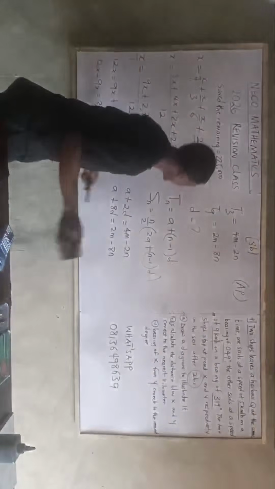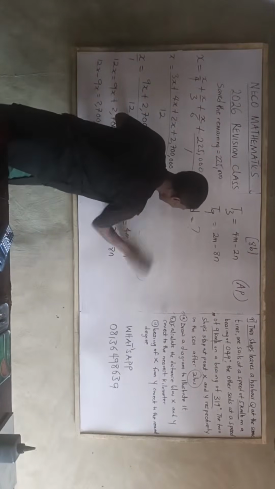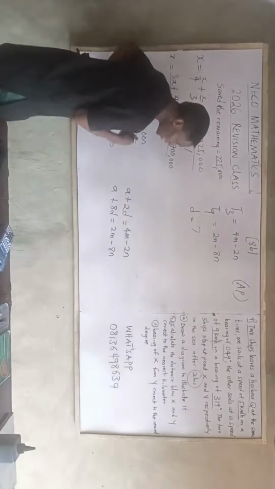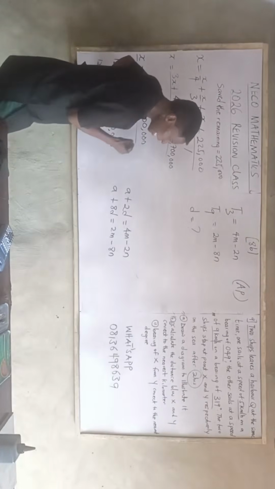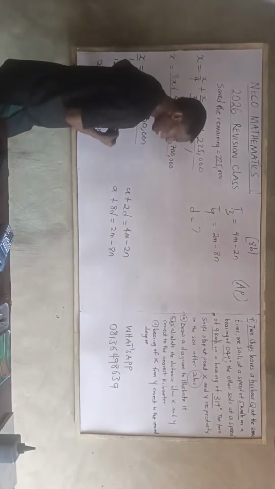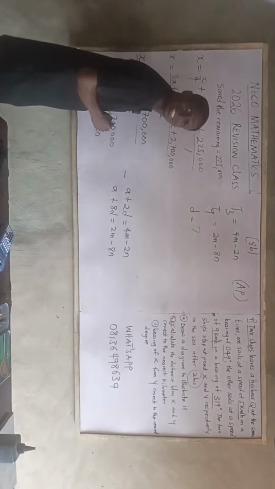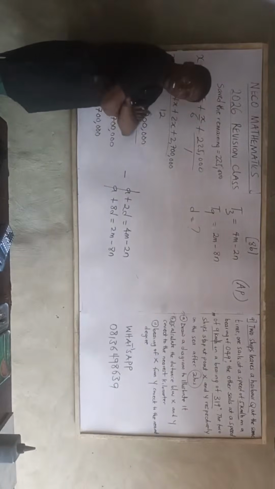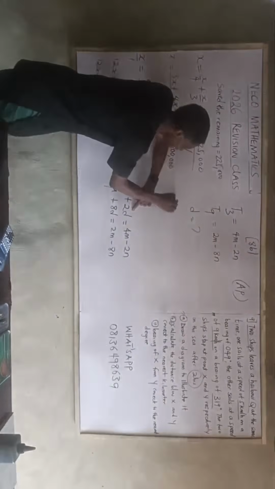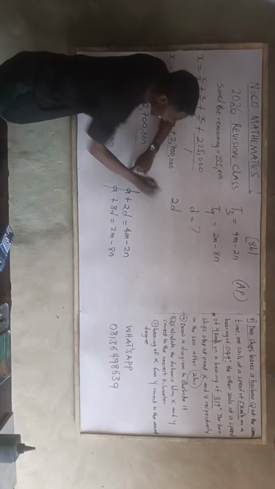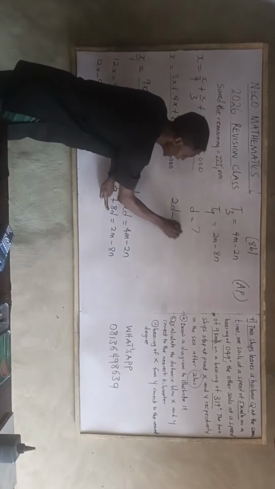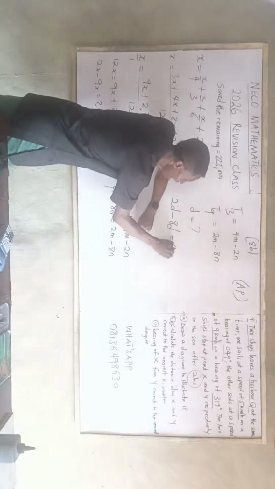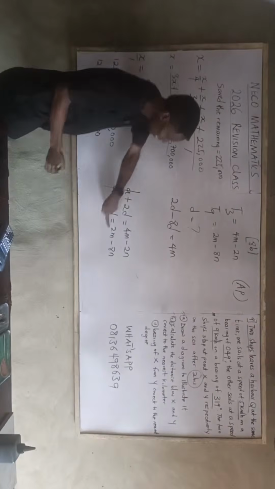Now I have to find the common difference d. Let me subtract both equations. Use it like the elimination method. The a cancels out a, it goes off. Then I've got here 2d minus 8d, equal to 4m minus 2m.